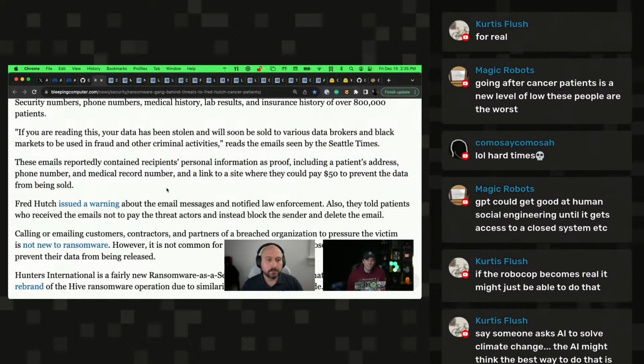Yeah, I guess we'll see if this trend catches on, but it is certainly an unusual one to go after the patients themselves or the victims themselves rather than the company that you've breached the data from. We might start calling these triple exploitation attacks if the attackers go after two different parties instead of just one. Right. Magic robots. I couldn't agree more.